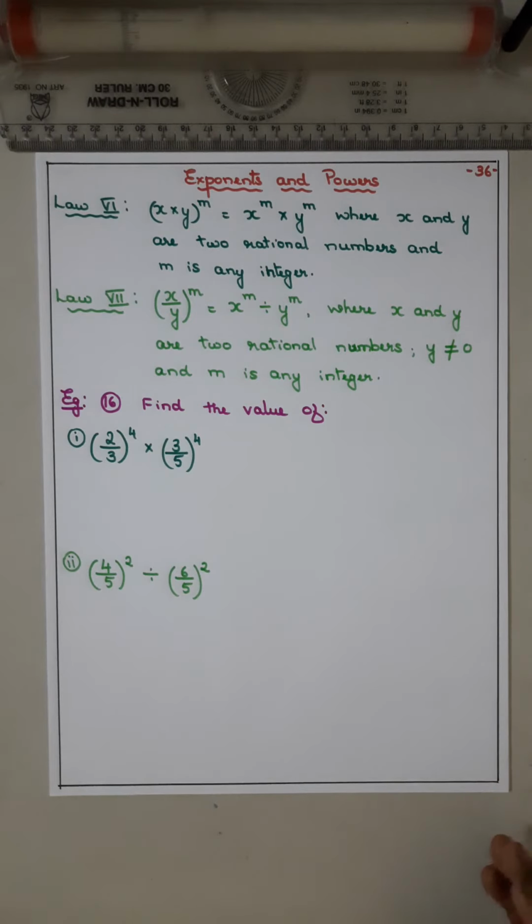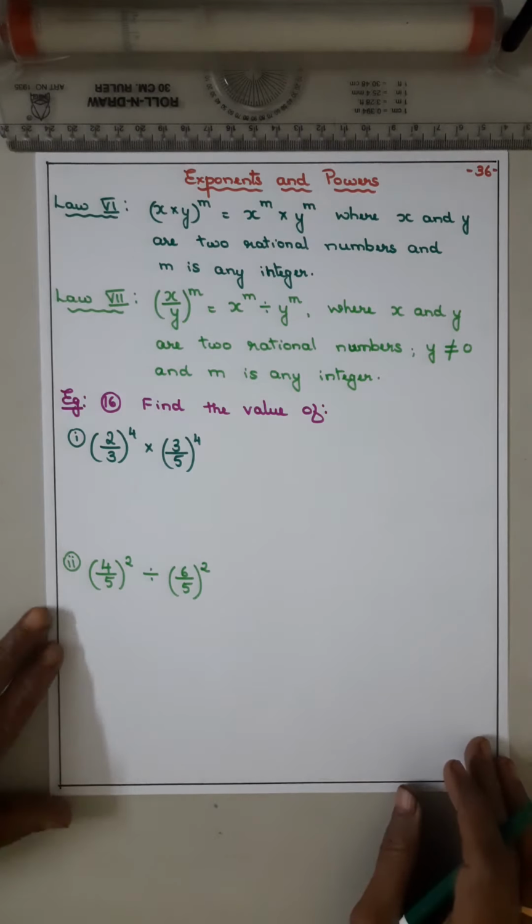The same way for division, that is the seventh law. (x by y) the whole raised to m is equal to x to the power m divided by y to the power of m, where x and y are two rational numbers, but here y should not be equal to 0, and m is any integer. In division, isn't it, the denominator can never be 0.